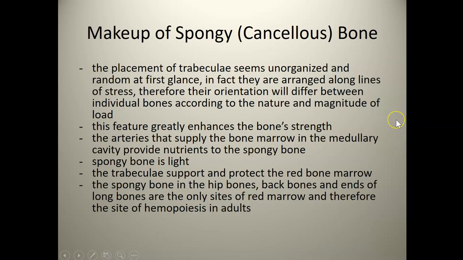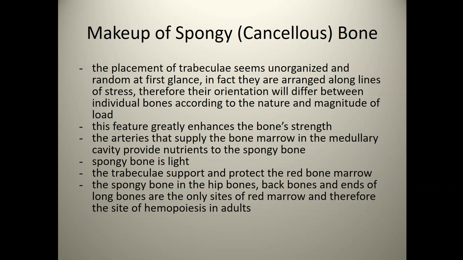The placement of these spicules or these trabeculae just seems like they're random, like they're all over the place, but they're not. They're actually arranged in such a way to meet the demands of force that are placed on them when that bone is working, whether it be walking, running, moving the arm, whatever it may be. And what those patterns do is make the bone strong, but because of the air spaces, also make the bone light.